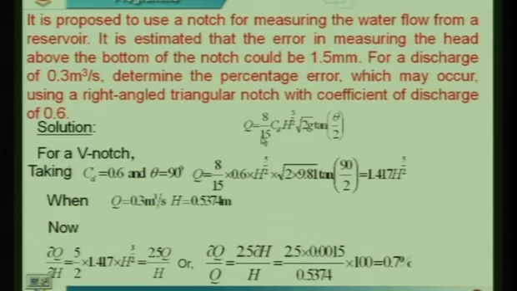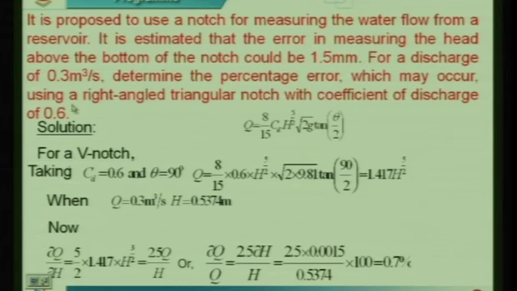Now, look at this. This is the equation for a triangular notch or a V notch. For a V notch, the value of CD is equal to 0.6, that is given in the problem, and for theta, it is a right angled triangle, therefore theta is equal to 90 degrees, the apex angle is 90 degrees. So in place of CD, substitute 0.6. Tan theta by 2 becomes tan 45, and tan 45 is equal to 1. If you simplify this, you are going to get Q is equal to 1.417 h raised to 5 by 2.